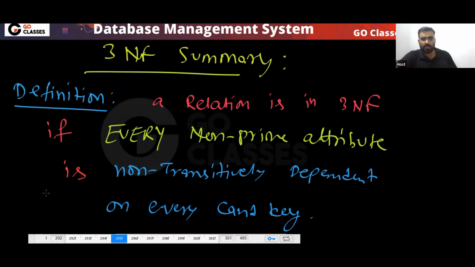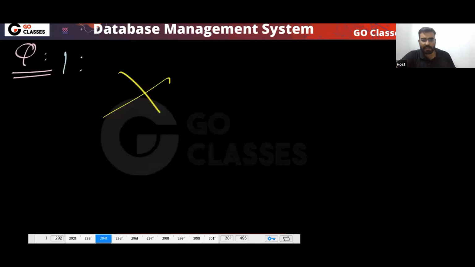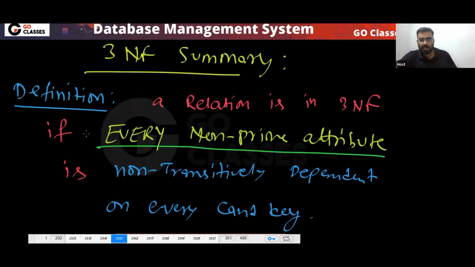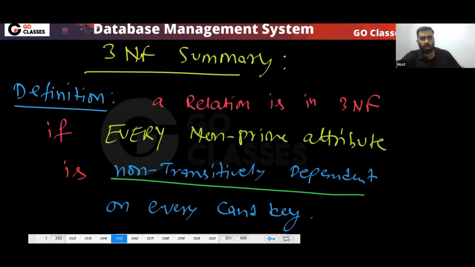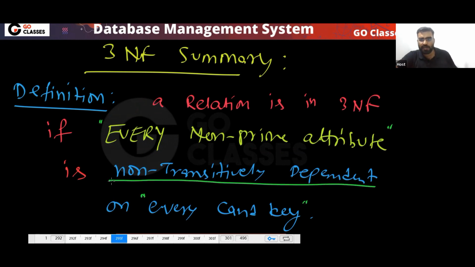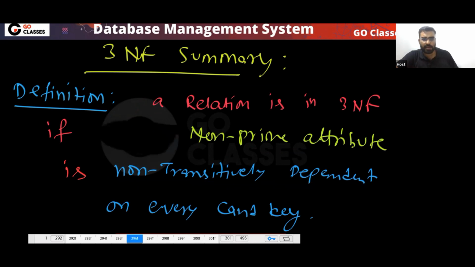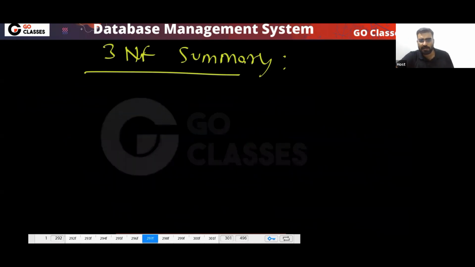Tell me, yes or no? Every non-prime attribute is non-transitively dependent on every candidate key. Okay, these words are very important. I can also say that no non-prime attribute is transitively dependent on any candidate key. Yes or no? I can also say this.